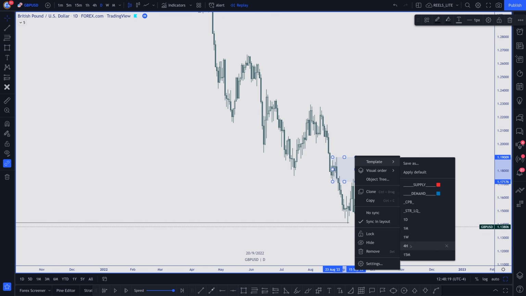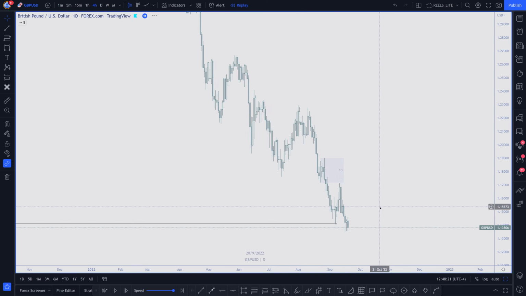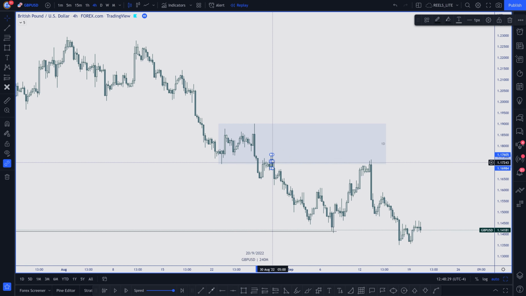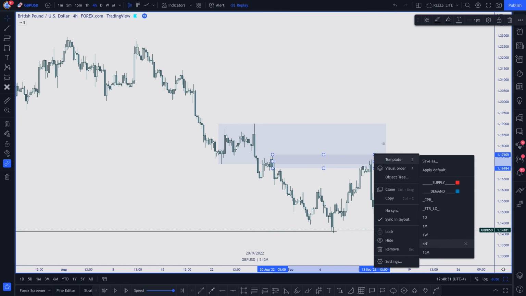And you'll see that we can start to refine this a bit more as we drop down to the 4 hour. So moving on to the 4 hour, we'll just mark out this zone here, right? So we can see we kind of respected this. So mark that as the 4 hour.